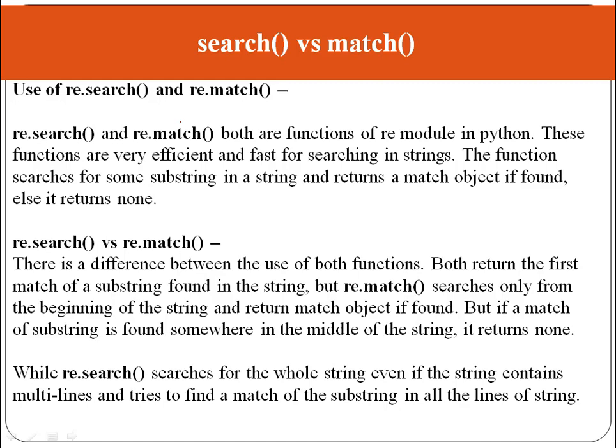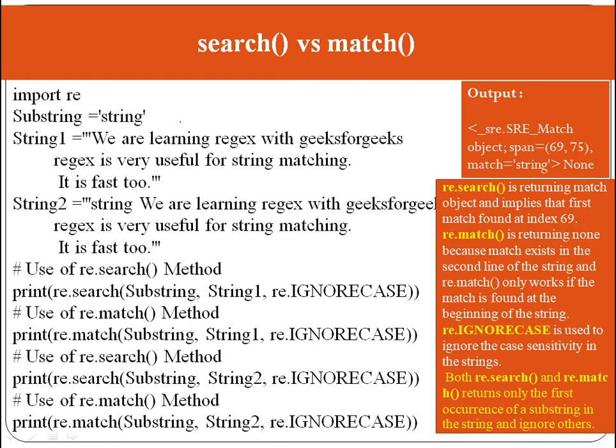Both return the first match of a substring found in the string. But re.match searches only from the beginning of the string and returns a match if the object is found. If the match of the substring is found somewhere in the middle of the string, it returns None. While re.search searches the whole string, even if the string contains multiple lines, and tries to find a match of the substring in all the lines of the string. So this is the major difference between search and match.